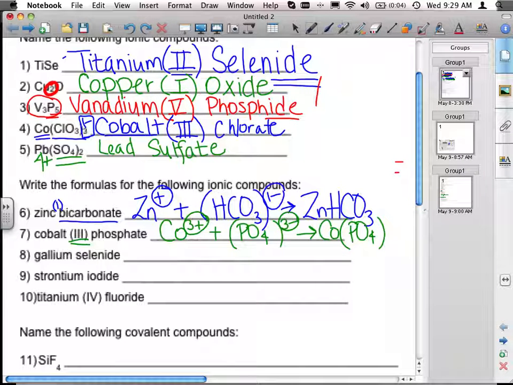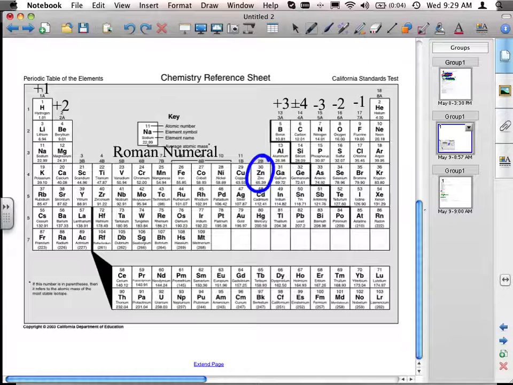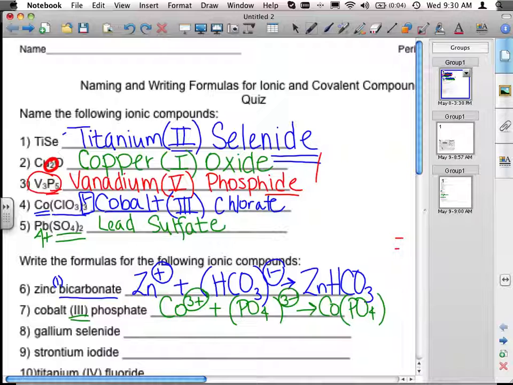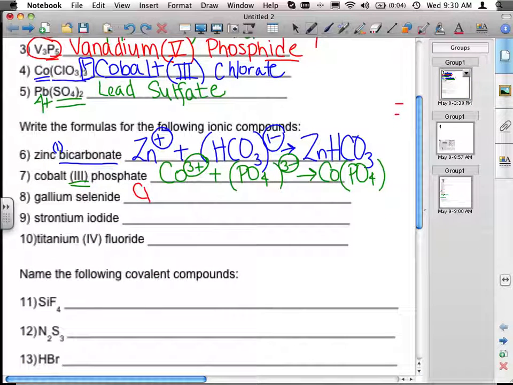Gallium selenide. I need to go to my periodic table and find gallium. Gallium is located right here in the +3 group, Ga. Selenide is selenium. Going to my periodic table, the symbol is Se and has a charge of -2. To balance them, I'm going to need multiples of each. Gallium, I'm going to need 2. Selenium, I'm going to need 3.